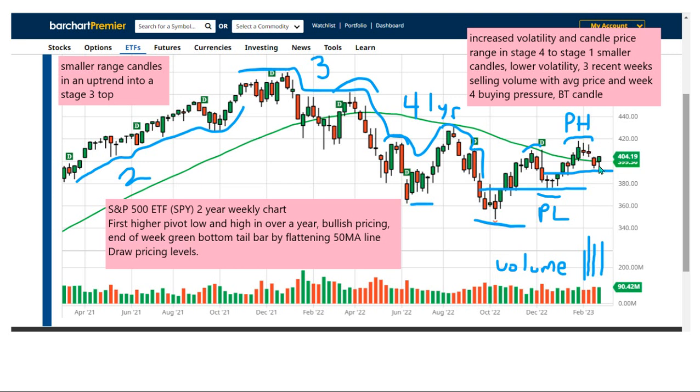So the only bad thing about this chart really is right here with these topping tail candles. So there's definitely some selling pressure in this market and some buying pressure, which means my forecast would be for a more neutral market here in March and maybe into April. But it looks like buyers are starting to step up sooner. So that's a weekly chart.